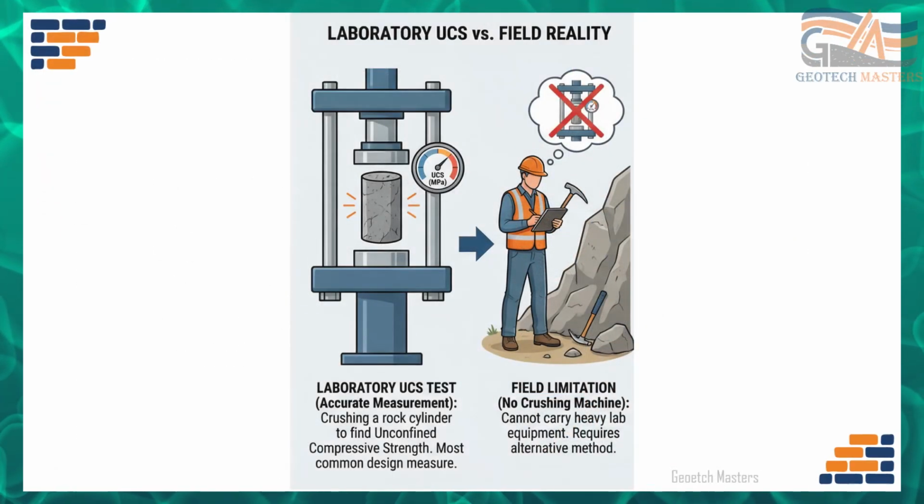Let's start with unconfined compressive strength, or UCS. This is the most common measure of strength used in rock mechanics design. In a laboratory, we crush a rock cylinder to find this number, but in the field, we cannot carry a crushing machine.